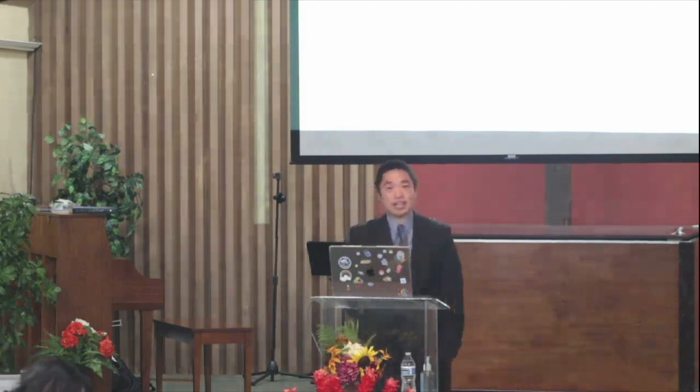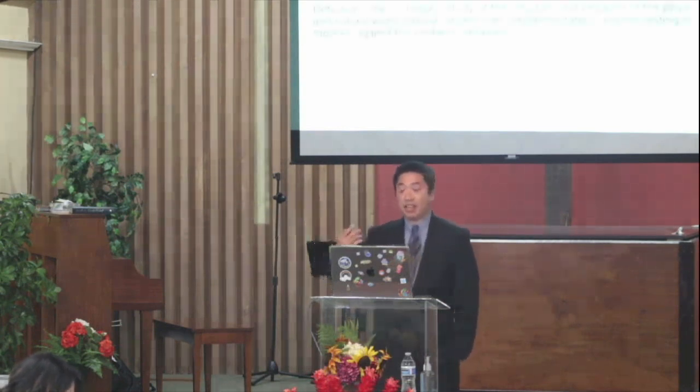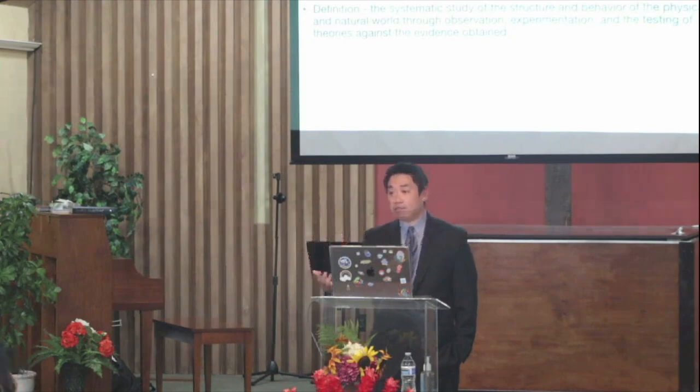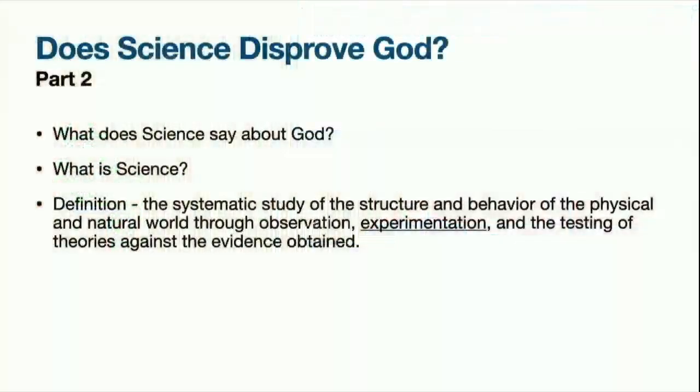It is the systematic study of the structure and behavior of the physical and natural world through observation, experimentation, and testing of theories against the evidence obtained, right? So, in other words, what is science? It is literally a way to gather data. That's all science is, right? Science is a way to gather data.